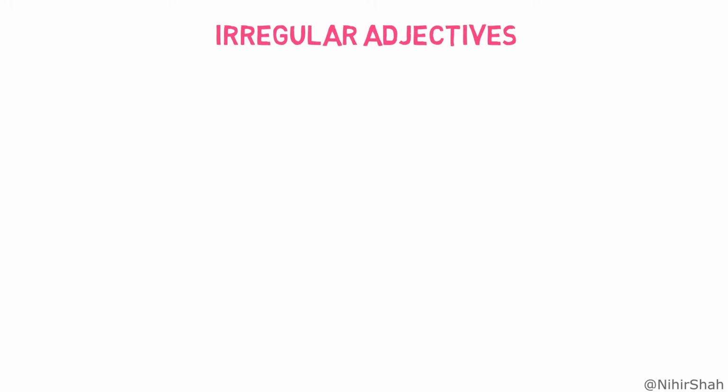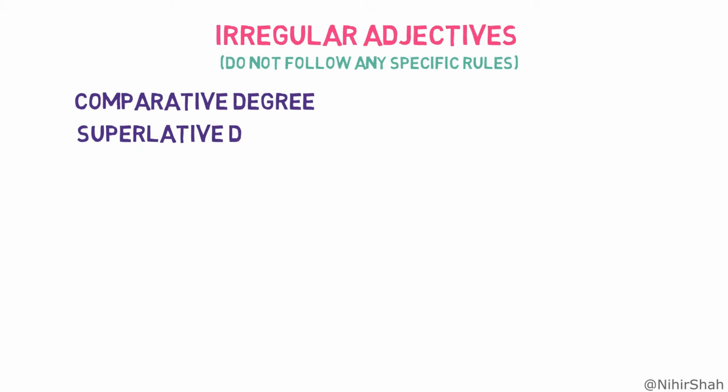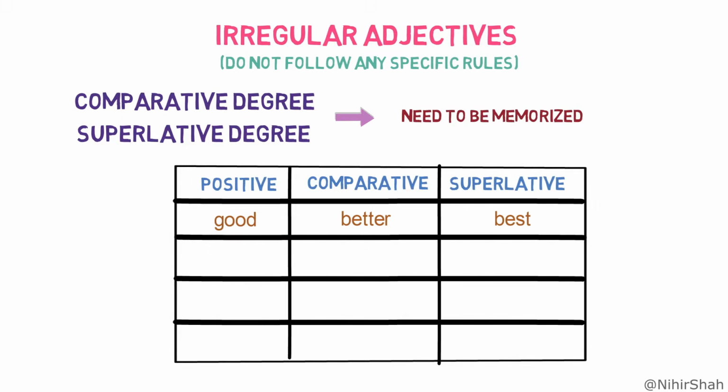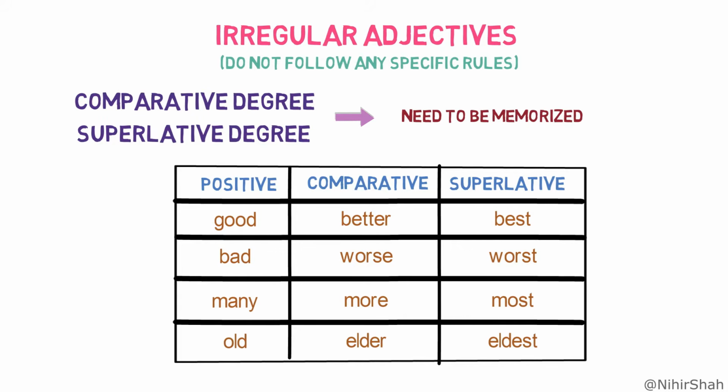Now comes the third type of adjectives, which are called irregular adjectives. These adjectives do not follow any specific rules and their comparative and superlative degrees need to be memorized. For example, good, better, best, bad, worse, worst, many, more, most, old, elder, eldest. So, for irregular adjectives, you need to memorize them.